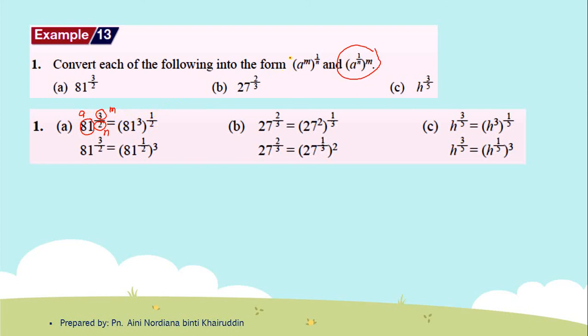So this is the first part here. A to the power of M to the power of 1 over N. This is the answer for the form 2. This is the first form. This is the second form. So same goes to B and D. So this is the answer for C.